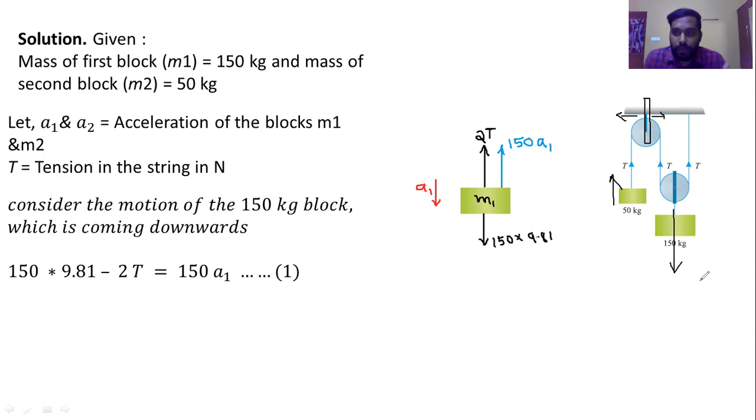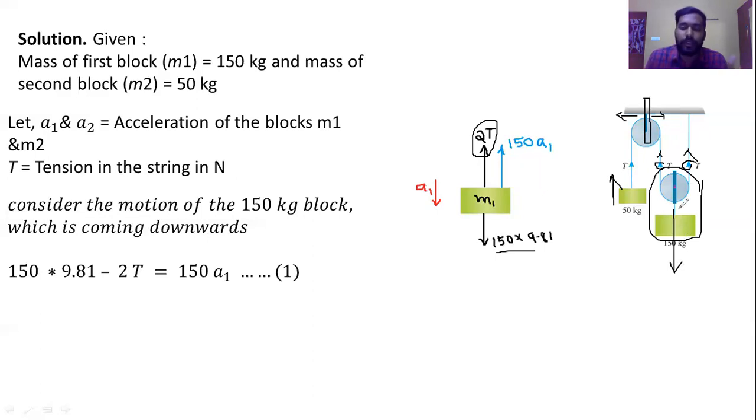Now for the 150 kilogram block, first consider the free body diagram. The weight is always acting downwards, so 150 kilogram is the mass, and into 9.81 gives the weight. You can see that the movable pulley and the 150 kilogram block act like a single system. So there are two tensions, actually two times tension in this case. In the movable pulley, one tension is here and the other tension is here, acting upwards. So two tensions are acting on the 150 kilogram block or the movable pulley.